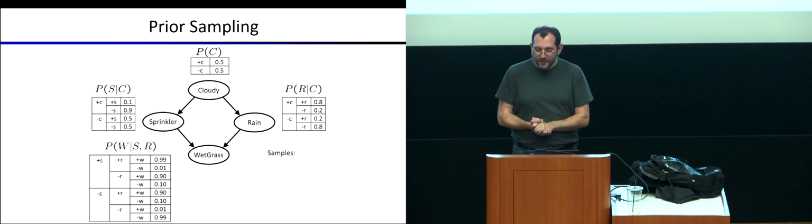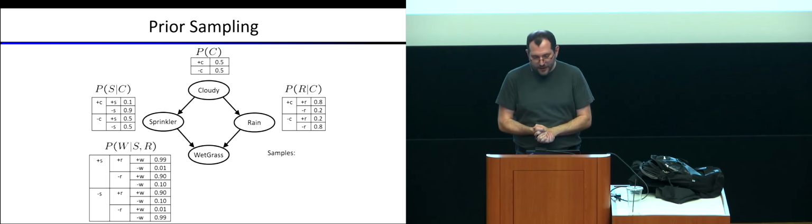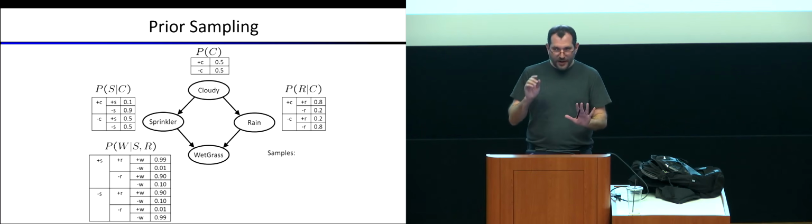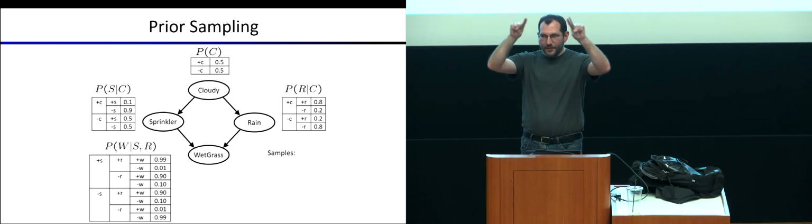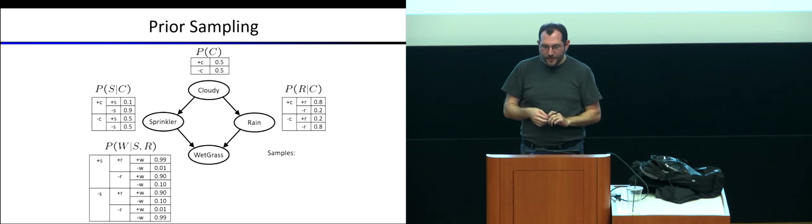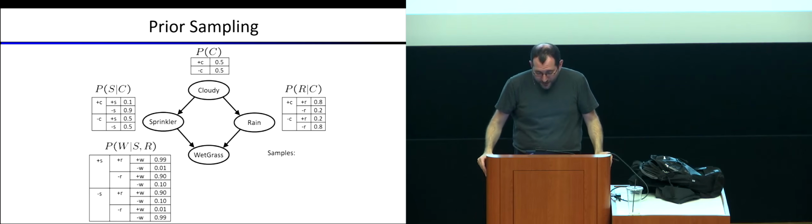But if there's neither rain nor sprinkler, there's probably not wet grass. Okay, so everybody get that Bayes net in your head because we're going to use this Bayes net over and over again. It's an interesting Bayes net because the variables sort of separate, but then they come back together at the bottom. So if I look at this, what can I do?